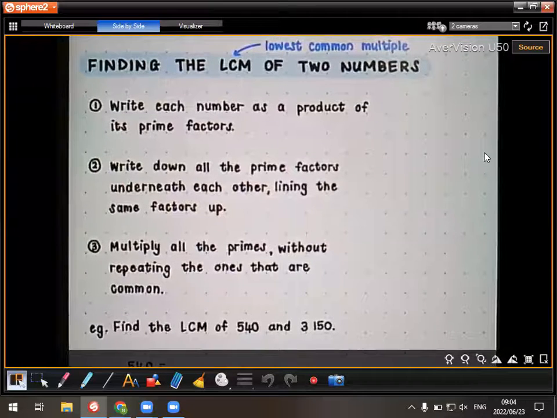Okay, so you guys wrote all those steps down yesterday. Write each number as a product of its prime factors. Then we're going to write down all the prime factors underneath each other, but we need to line the same ones up. Okay, so I'm going to show you now how to do that. Then you're going to multiply all of the primes, but you're not going to repeat the ones that are common.